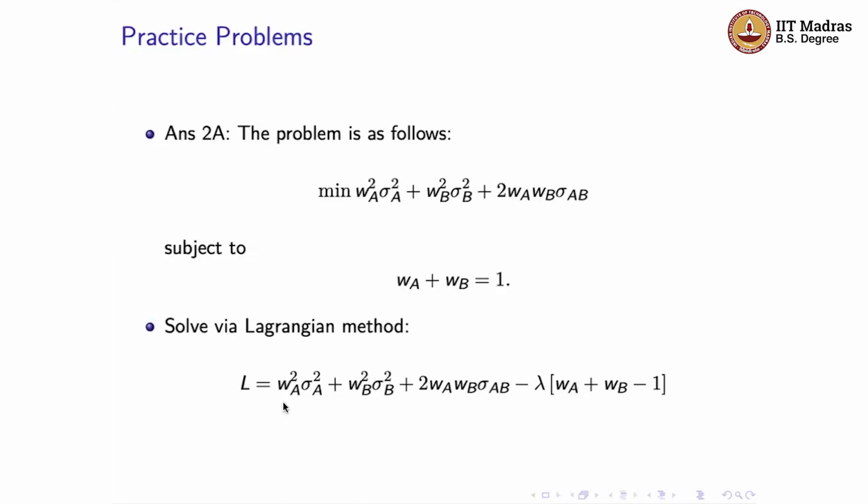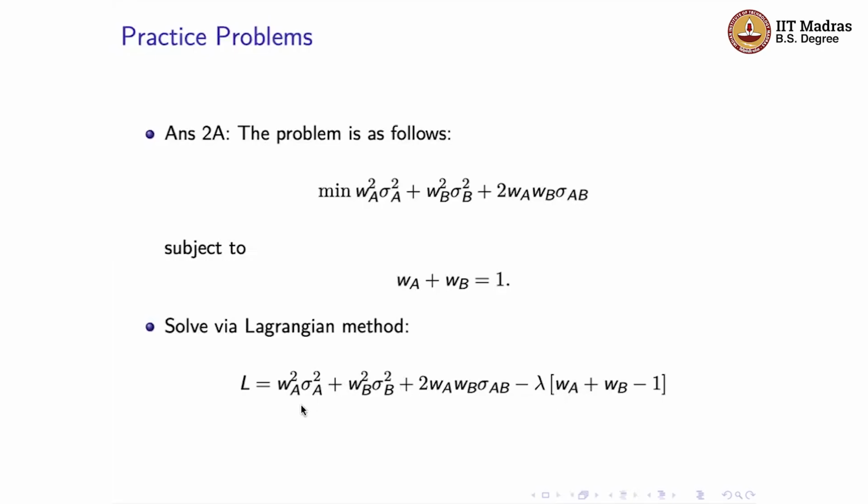So if we take the derivative first with respect to WA, let's see how these terms would look. From this term we are going to have 2 times WA sigma square A. There's no WA here. And from here, we are going to get plus 2 times WB sigma AB. And from here, we are just going to get minus lambda, right?